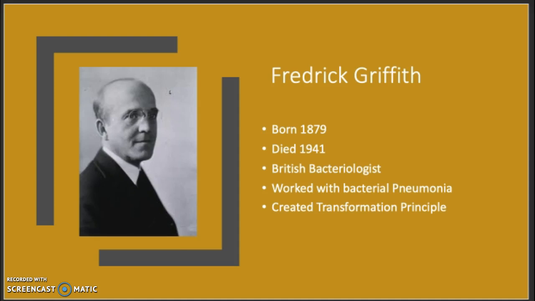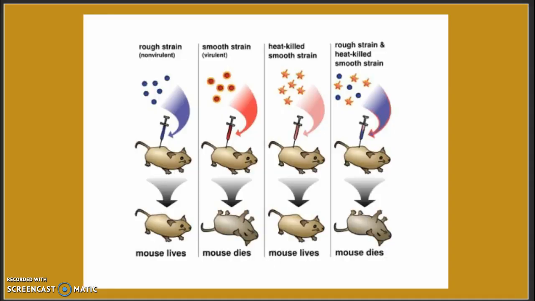So let's move on to the experiment. Basically, what Griffith did here is he did a series of 4 different experiments with mice. The first one that he did is he had the R strain. And the R strain is the non-virulent strain. Non-virulent means that it's basically healthy, it won't kill you. So he injected that strain into the first mouse, and the mouse lived. So he was like, okay, well, let's do this next experiment.